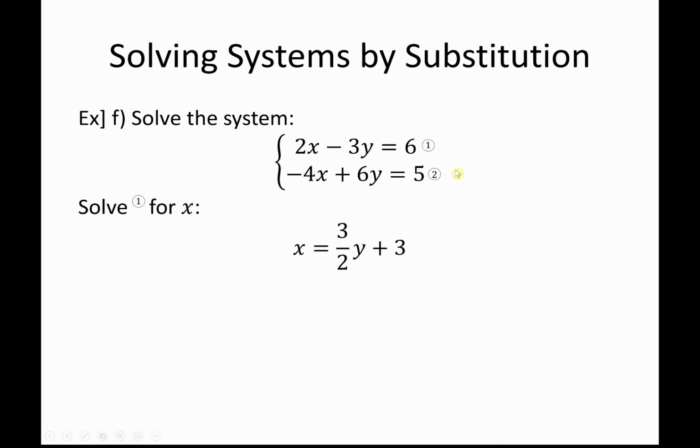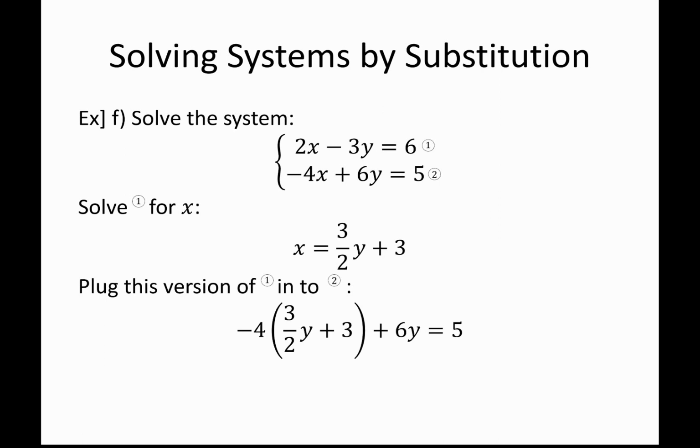Don't let that scare you. But do go ahead and plug that new version of equation 1 into equation 2, and it'll look like this. Okay, so once you distribute that -4 over this quantity, the fraction's going to go away because that 4 is going to cancel out with this 2. We won't have denominators to worry about at all. So let me go ahead and do that distribution, and we'll get the following here.